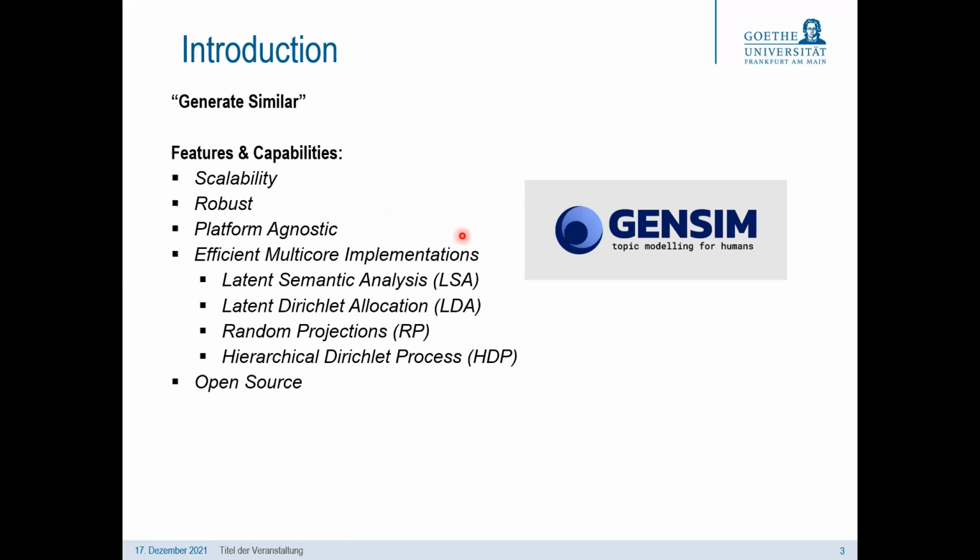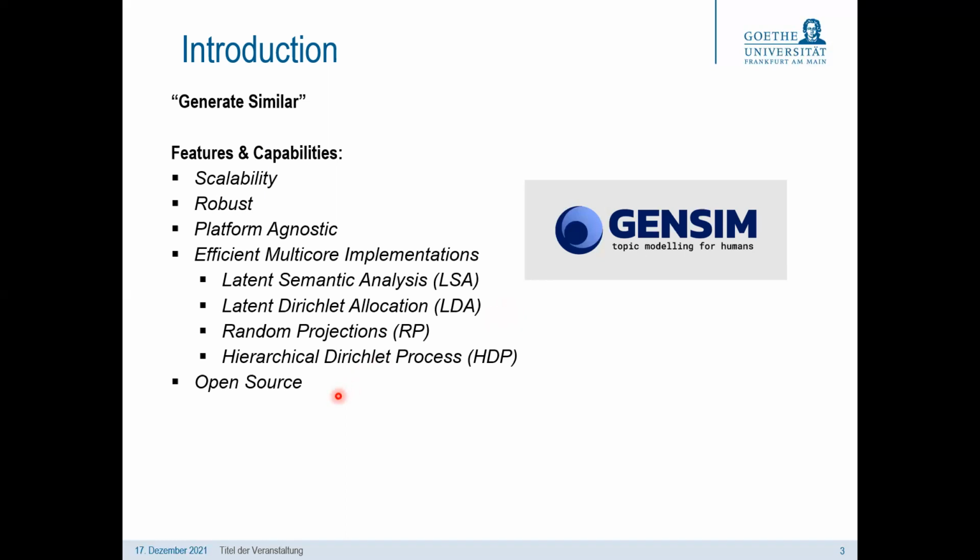Also, it has features such as efficient multi-core implementations. In order to speed up processing and retrieval on machine clusters, Gensim provides efficient multi-core implementations of various popular algorithms like latent semantic analysis (LSA), latent Dirichlet allocation (LDA), random projection (RP), and hierarchical Dirichlet process (HDP). By the way, we will talk a little bit about LSA and LDA in the model part as well.